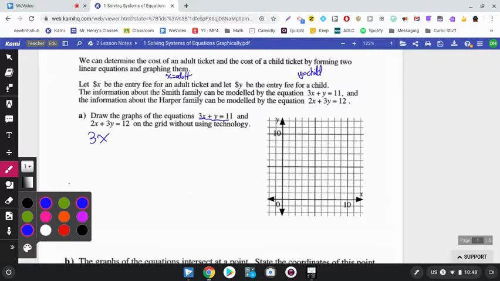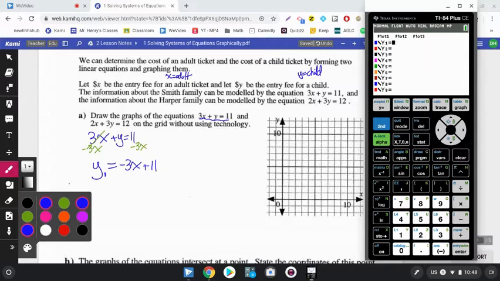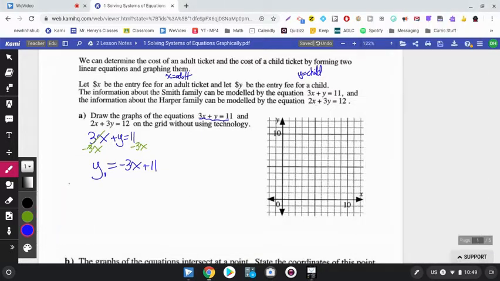3x plus y equals 11. That's not even general form. That's just some random form. To me, the easiest way to graph a linear relation is to convert it to y equals mx plus b, which would be y equals negative 3x plus 11. And I'm going to call that y1. Like on my graphing calculator, I have y1, y2, y3, y4. I'm going to call that y1.